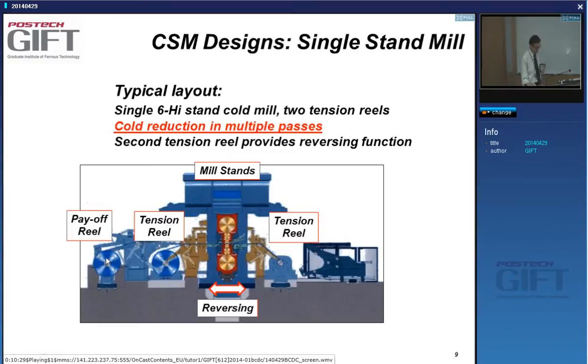So you have a payoff reel that allows you to load the strip into the mill, yes? And then once you have put the strip on one of the tension reels, then you pass it through and you attach it to an entry tension reel also. So the strip passes through the mill with forward and backward tension, yes?